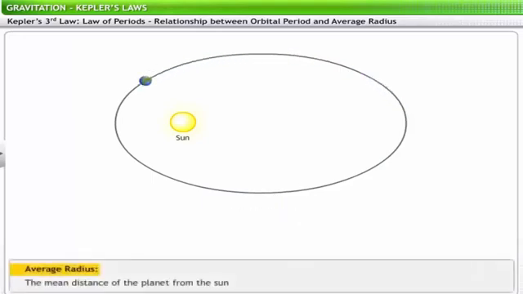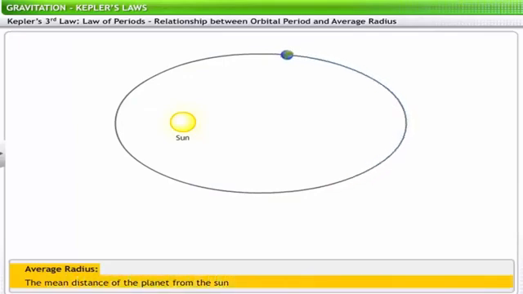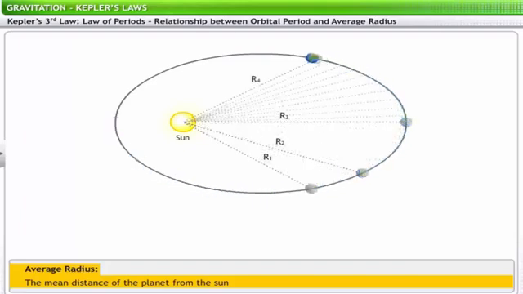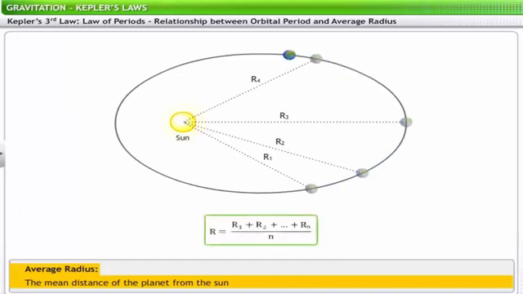The average radius of the orbit of a planet is also the mean distance of the planet from the Sun. For example, suppose R1, R2, and so on are the distances of Earth from the Sun for n number of positions of Earth in its orbit. Then, the average radius of Earth's orbit can be calculated as shown.